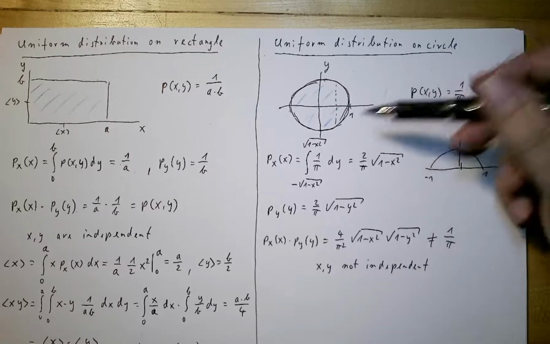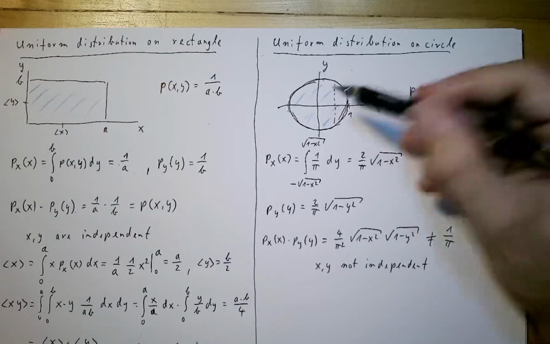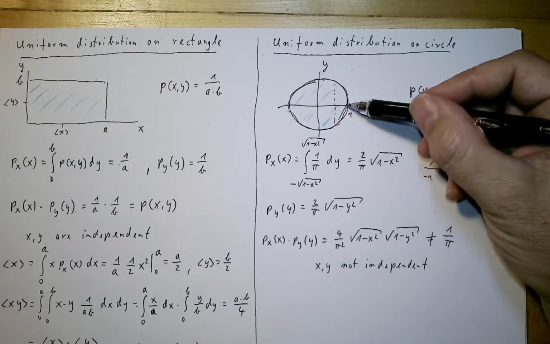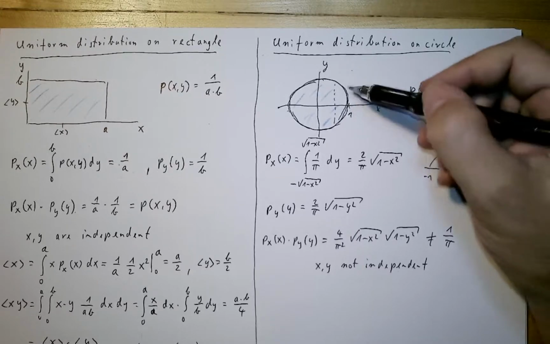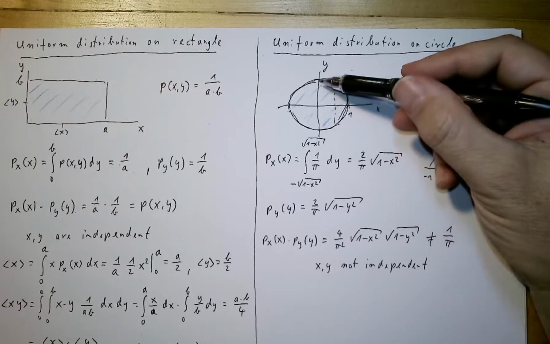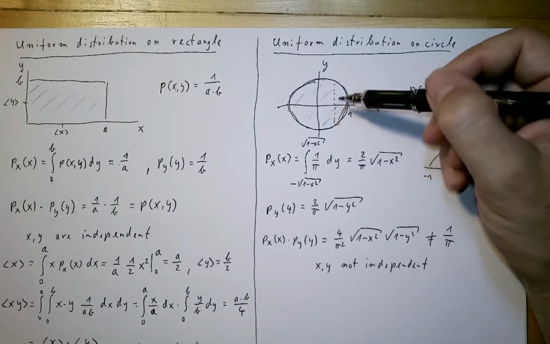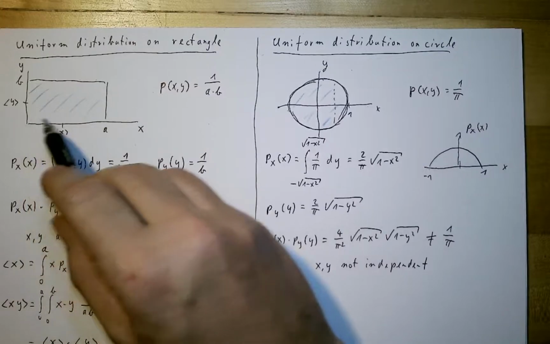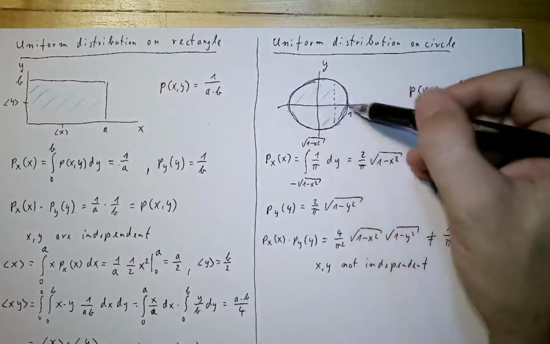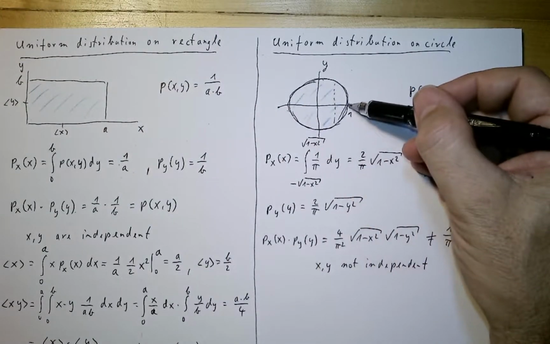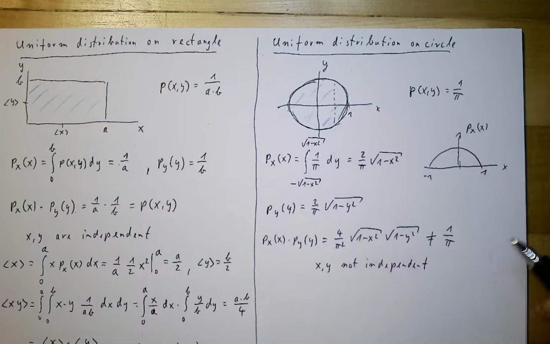And how do we see this intuitively? If x has a large value, then I know precisely the value of y: y must be 0. Or if y is very large, we know that x is 0. So there is some dependence. In the previous example it's not the case. If x has a large value, we have no idea what y should be, whereas here, if x is large, we know y is 0. So that's the difference between independent variables and dependent variables.